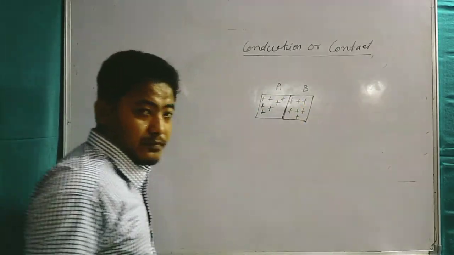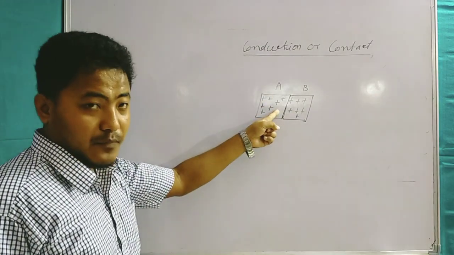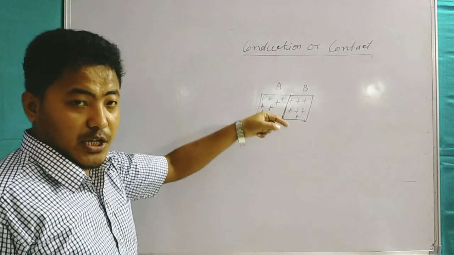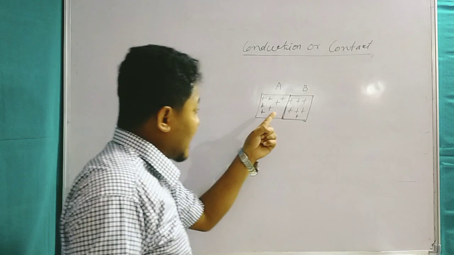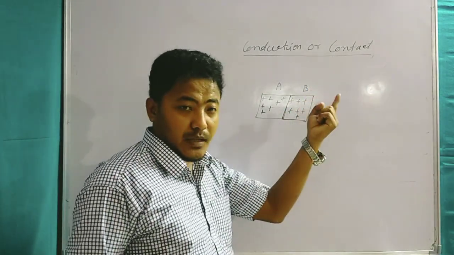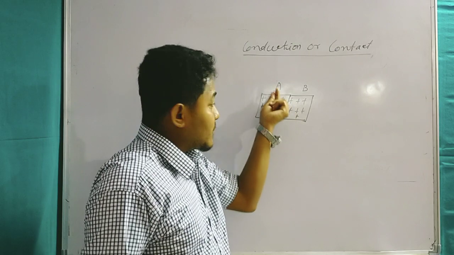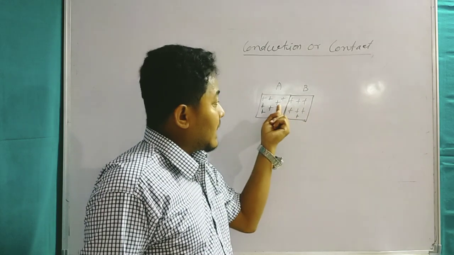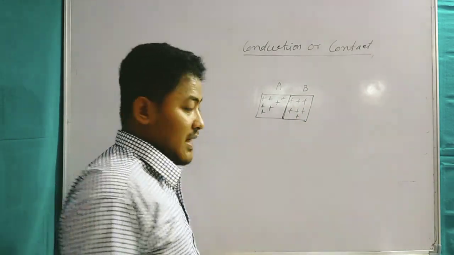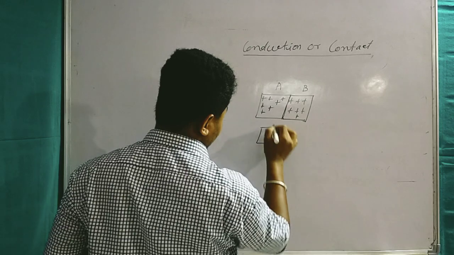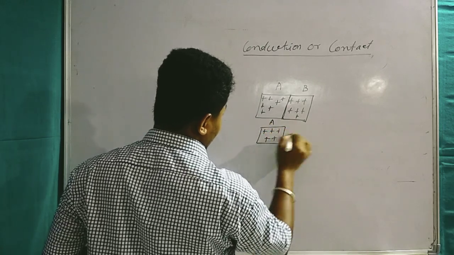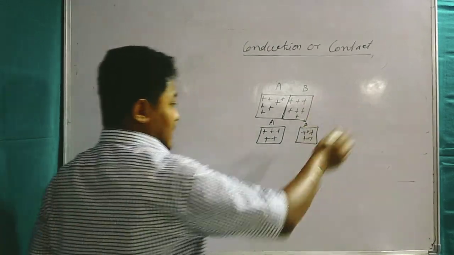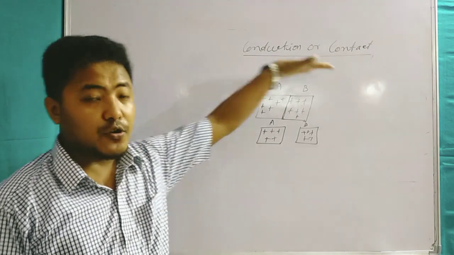positively charged. That means earlier this body A was a neutral body, an uncharged body with zero charge, and once I have brought the positively charged body B in contact with A, some charge will be shared between A and B. That means A will automatically become positively charged, and when we separate them, we will find that body A is positively charged and body B is also positively charged as from the beginning. So this is called the conduction or contact method.